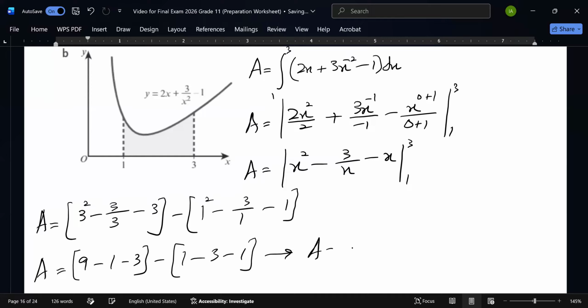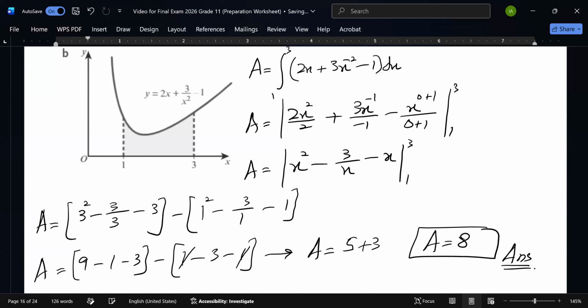Your area is going to be 9 minus 4, it's 5. The 1 cancelled out, it's going to be plus 3. So the area bounded by the curve and the x-axis is 8 units.